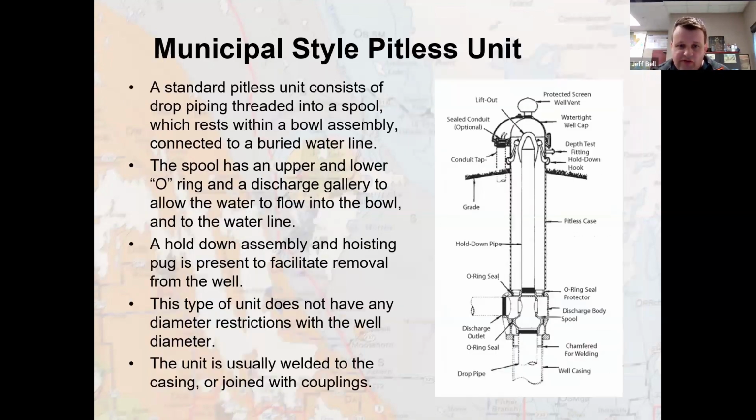This is more of what we would see on a larger system, where a fairly larger pump is used. This is a standard full spool pitless unit. These can be very expensive. They're usually dug in 8 feet below ground, and there's a spool on O-rings that fits inside of this that allows the water to go into a buried pipeline. These are usually something that we would tend to see more of on heavier industrial systems.